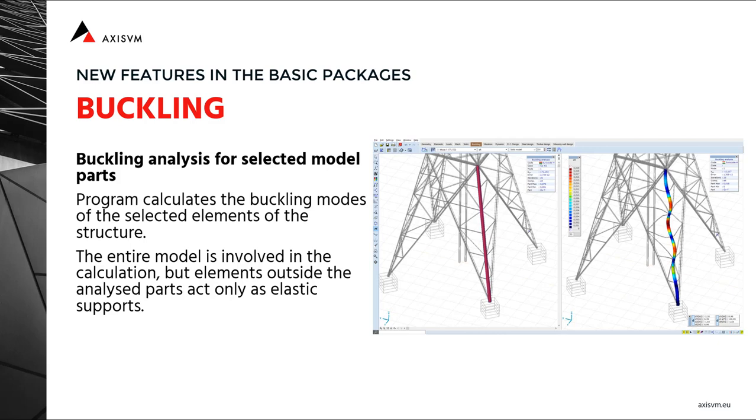Buckling analysis in X7 received a significant improvement as the analysis can now be performed for selected model parts as well, not just for the entire model. This way the software calculates the buckling modes of the selected elements of the structure only. The entire model is involved in the calculation, but elements outside the analyzed parts only act as elastic supports.